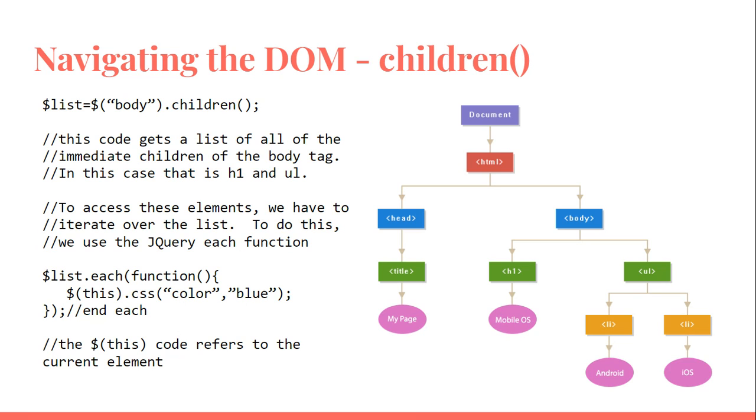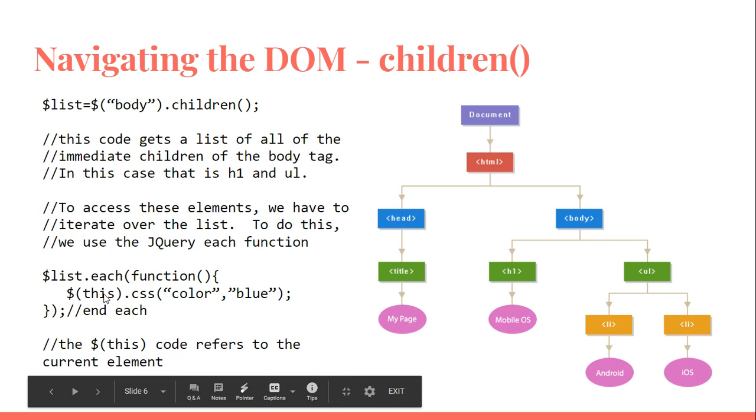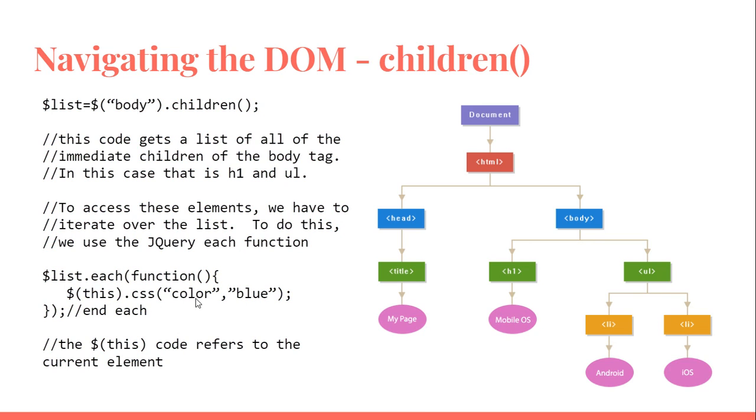If I want to iterate over those, if I want to loop across that entire list, jQuery provides us with an each function. So list.each function. And then we're using that keyword this, referring to the element that we're currently on. And I'm going to change each one to blue. So if I do body children, first time this is going to be the H1, it's going to turn that blue. The second time this is going to be the UL, it's going to turn that blue.